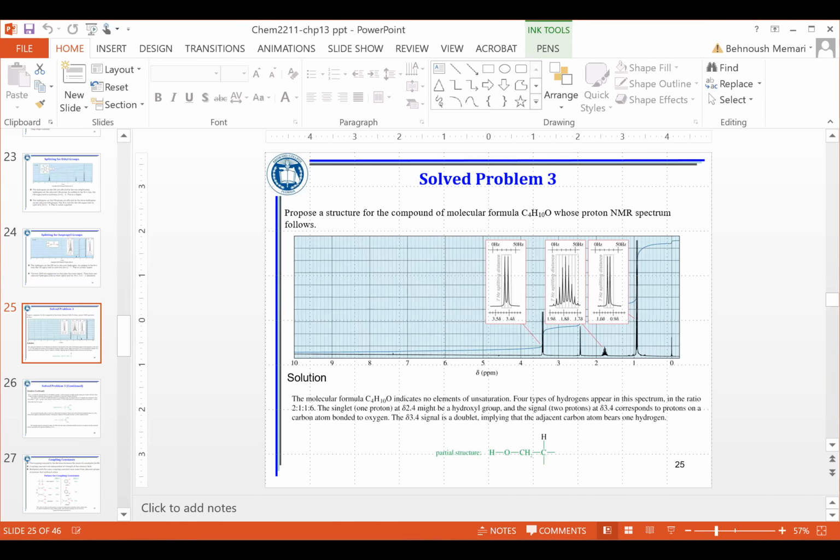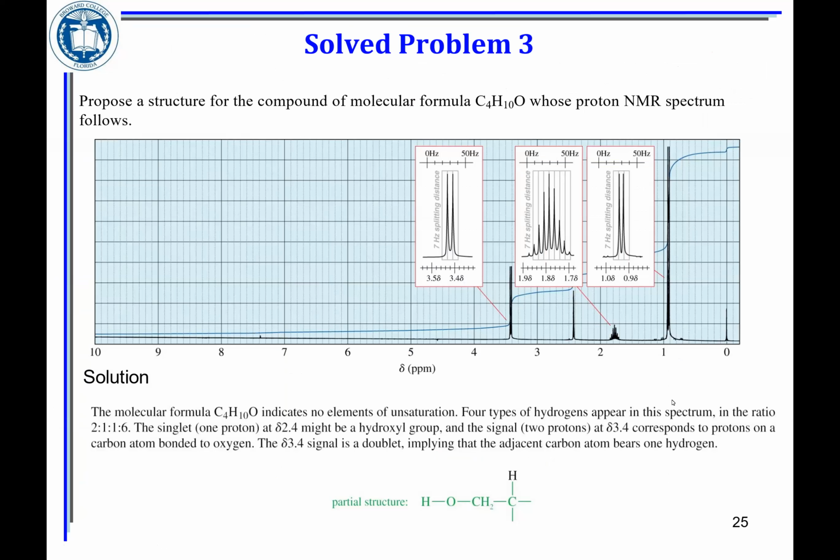Okay, we are continuing with chapter 13. We stopped at the splitting pattern, and some patterns that can relate to specific groups, like if you have an isopropyl group or a T-butyl group.